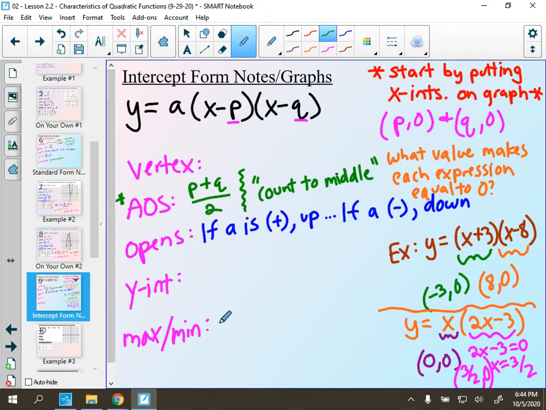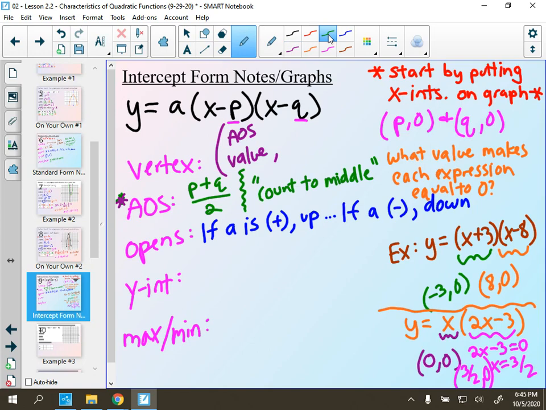Okay. From there, at least, and that's a different setup. That's a different start. I totally get it. We'll have to do it and practice it. Once I get that, most of this is very similar to the standard form, where my vertex is going to be our AOS value. So whatever we just figured out to start, the axis of symmetry, is half of my vertex. That's the x-coordinate of my vertex.